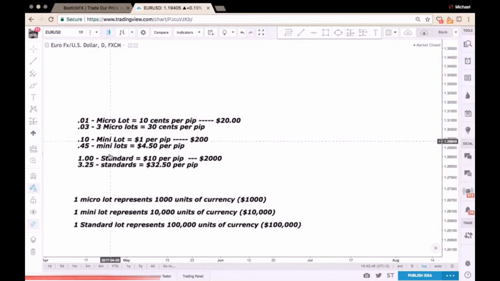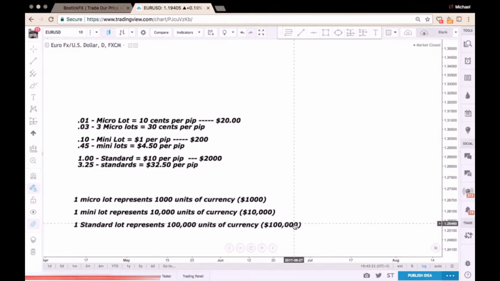If you wanted to enter a one standard lot trade, one standard lot represents 100,000 units of currency. So if you're trading, let's say, the euro versus the dollar, and your quote currency is the US dollar, the second one, then the units you're trading will be in dollars. Meaning that in order to enter a one standard lot trade, you would need $100,000 in your account to enter that trade.